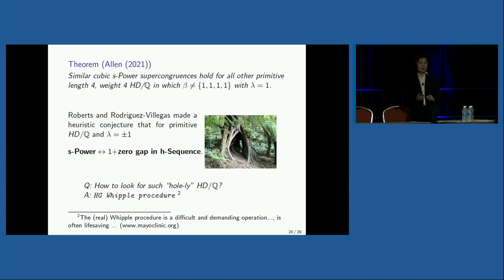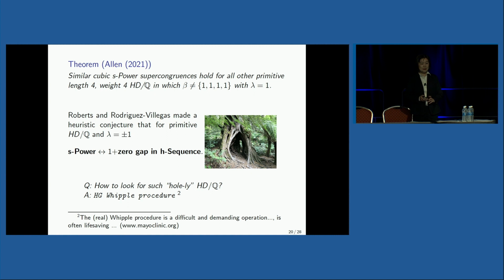This is actually a very nice heuristic made by David Roberts, in the back, and also Fernando Rodriguez Villegas. They said they have a way to predict the supercongruence power. The supercongruence power is going to be 1, which is the generic one, plus, if you look at the corresponding individual Hodge sequence, if there is a 0 gap in the middle, so it will be 1 plus how many 0s between the ones.